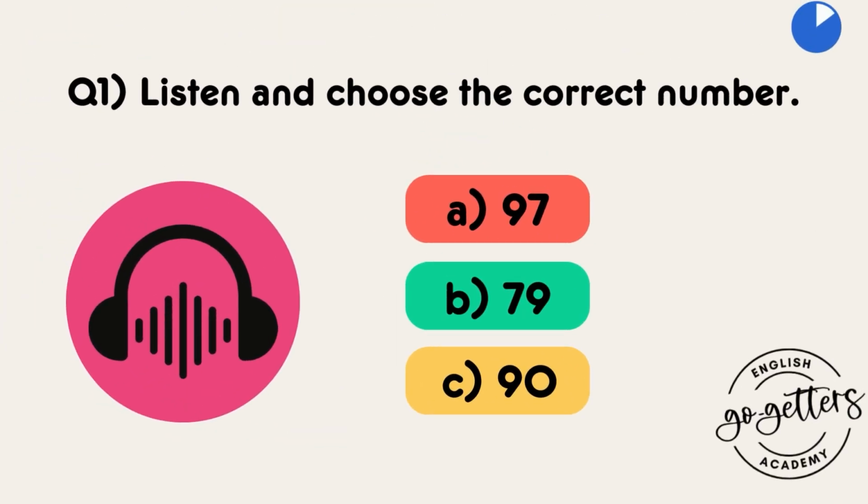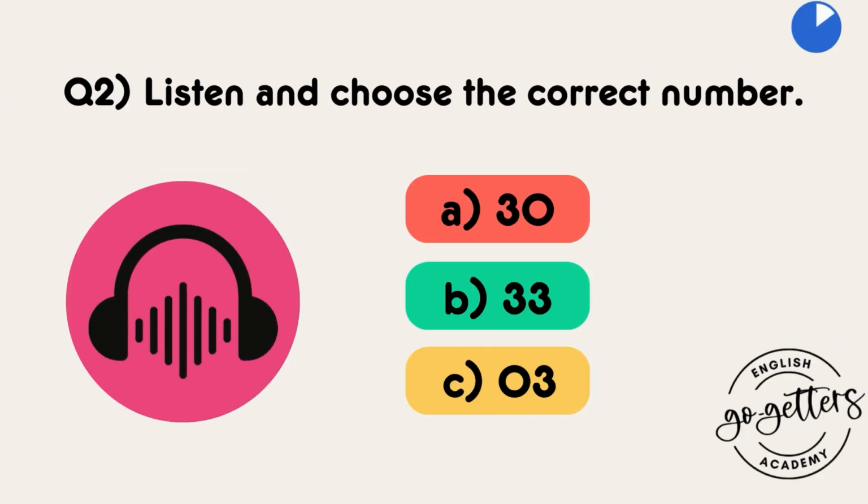Question number 1. The number is 97. 97. And the correct answer is letter A, 97. Question number 2. The number is 3. 3. And the correct answer is letter C, number 3.